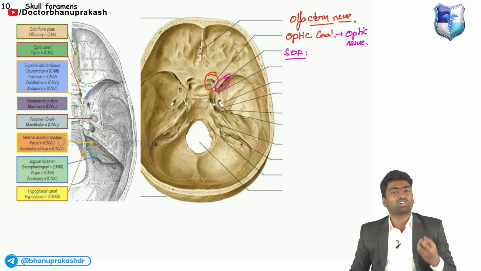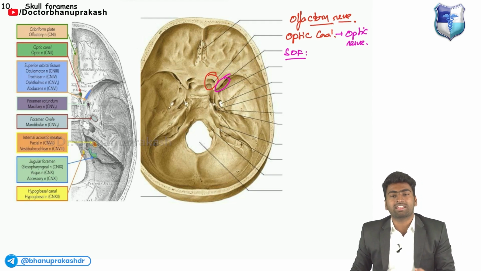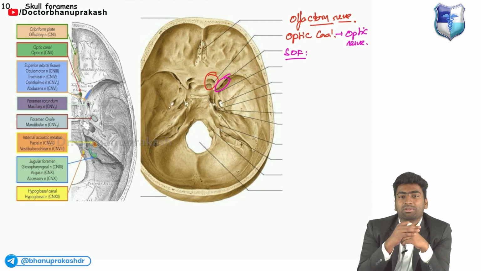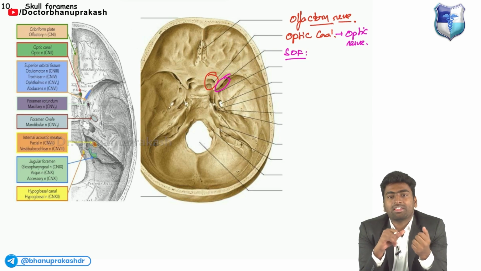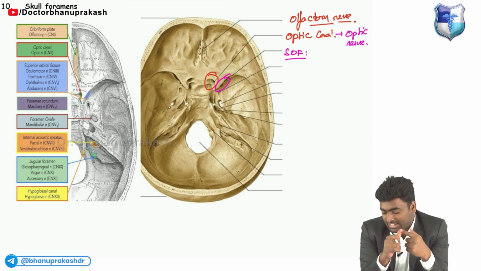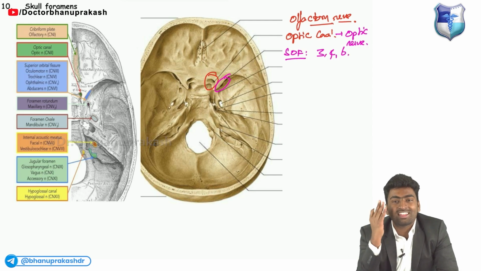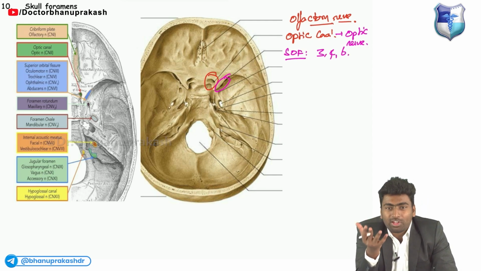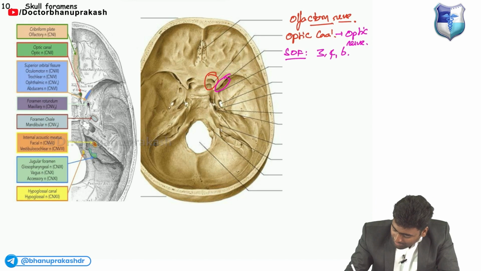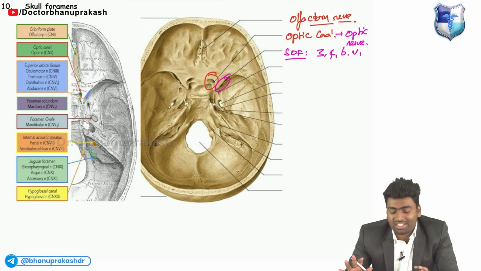You know, the extraocular muscles will be supplied by the third cranial nerve, then the fourth cranial nerve, and the sixth cranial nerve. Okay, fine. It is 3, 4, and 6. And for sensations, the ophthalmic branch of the trigeminal nerve, V1, will be passing through this superior orbital fissure.